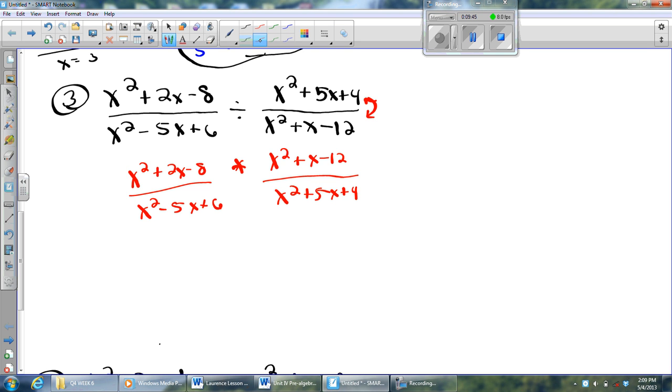Okay, so the numerator of the first fraction, I need 2 factors of 8 that subtract to get 2. Well, I think 4 minus 2 will work. So x plus 4 and x minus 2. The denominator, I need 2 factors of 6 that add to get negative 5. Well, I know it's going to be a 2 and a 3.